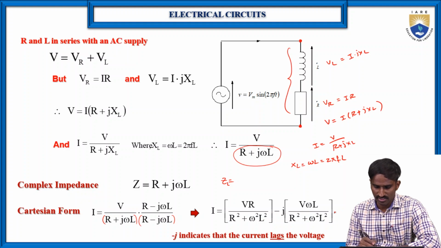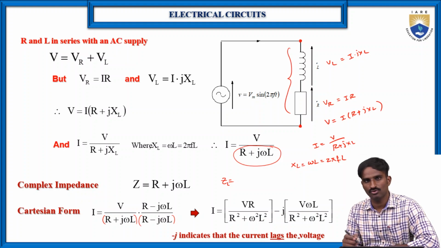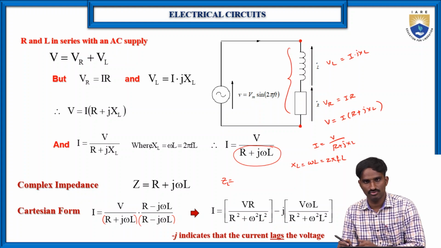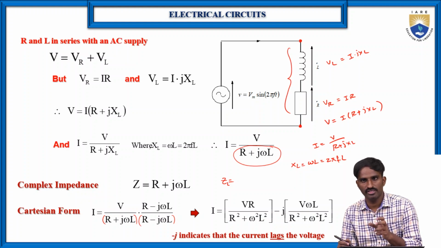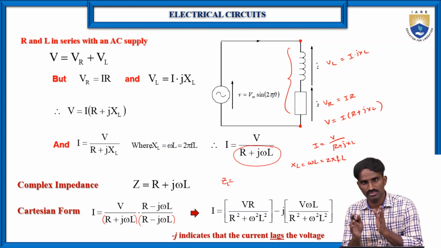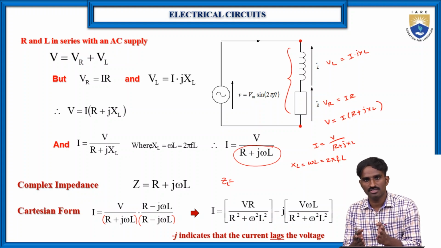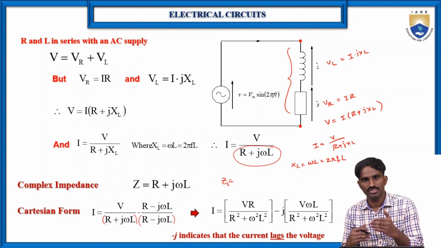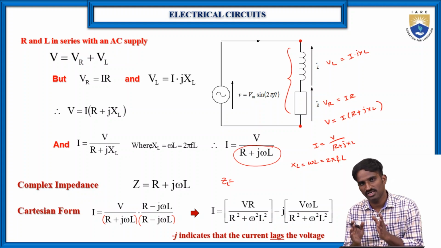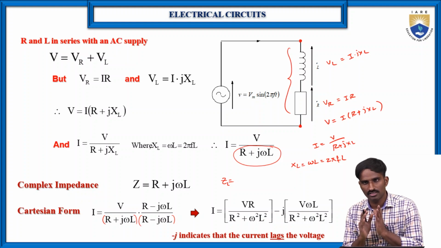Here you may have a doubt: why minus J, from R minus J omega L? Minus J indicates that the current lags the voltage, because the inductor is there. That is the nature of the inductive load: the current lags the voltage. If it were a pure inductance then it would be 90 degrees, but here it is not pure inductance, it is a series combination of inductance and resistance. So we can't say it is 90 degrees, but still the current lags the voltage.